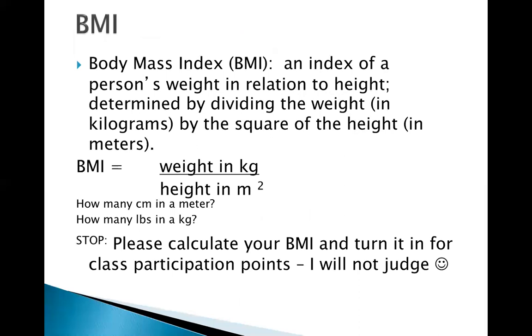BMI is one of our current ways to assess body weight, but really BMI looks at body mass. So BMI looks at total weight of a person divided by the height of that person in meters squared. And height in meters squared really represents body area. So it's weight of a person per body area.